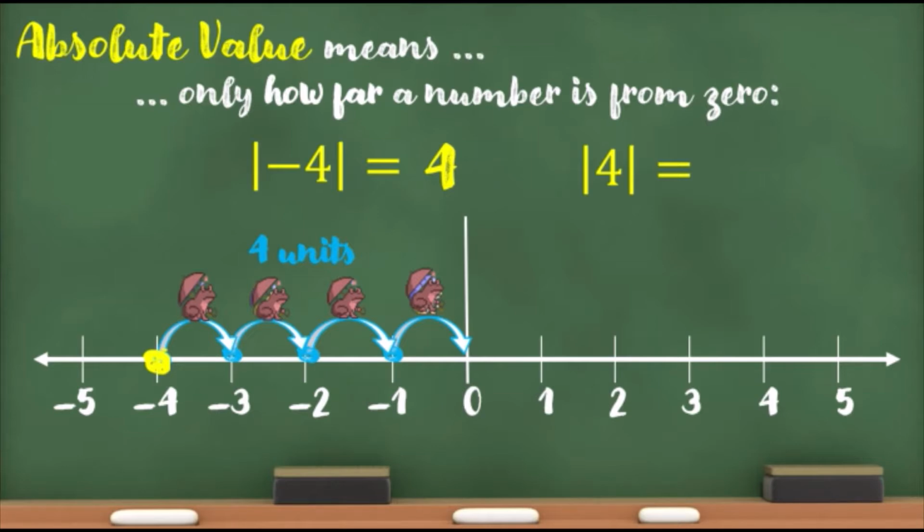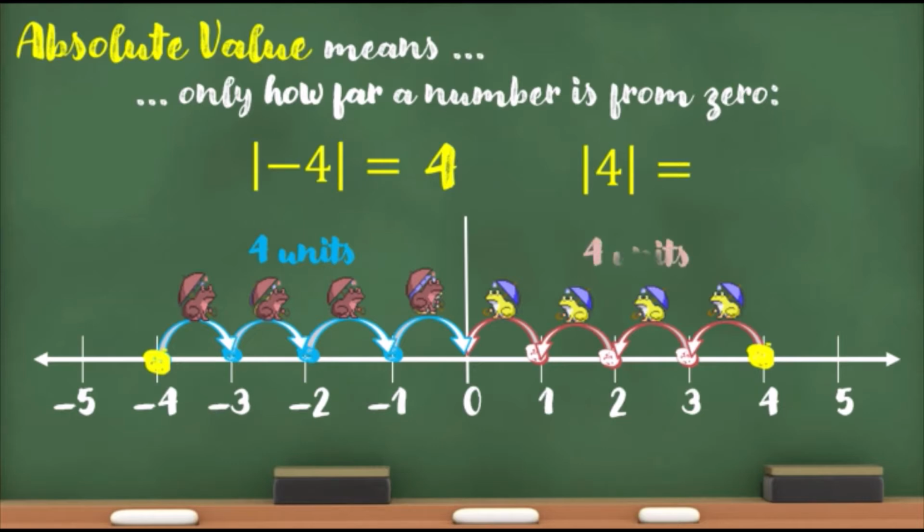To determine the absolute value of +4, graph 4 on a number line. Then, count the distance between 4 and 0. 1, 2, 3, 4. The distance between 4 and 0 is 4 units. Therefore, the absolute value of 4 is also 4.